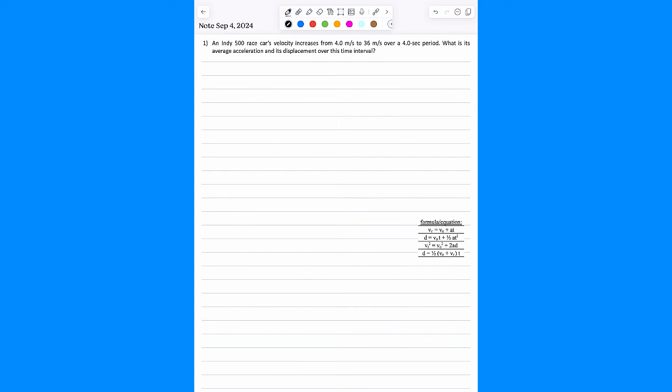An Indy 500 race car's velocity increases from 4 meters per second to 36 meters per second over a 4-second period. What is the average acceleration and its displacement over this time interval? So the first thing we want to do is set up all of the different possible variables that can happen in kinematics problems. I'm going to write them over here on the left side of my paper.